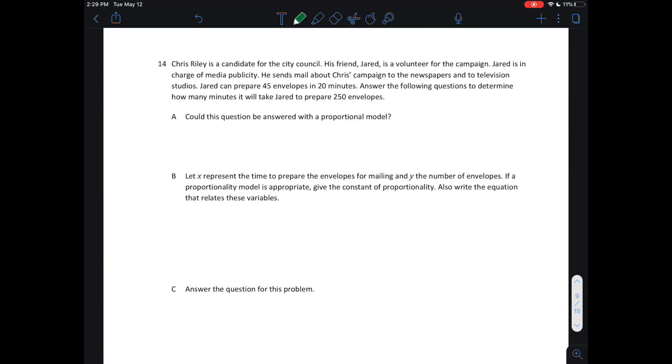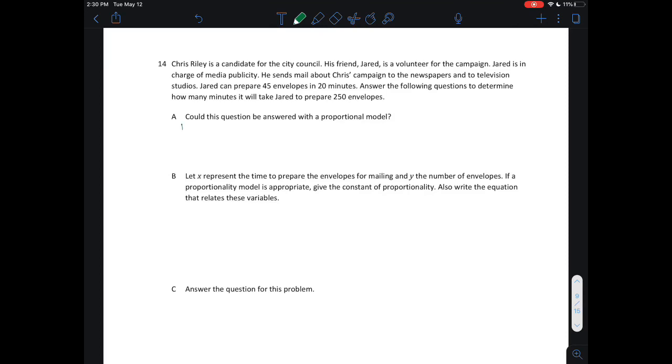And now finally, our last example, number 14. Chris Riley is a candidate for the city council. His friend Jared is a volunteer for the campaign. Jared is in charge of media publicity. He sends mail about Chris's campaign to the newspapers and to television studios. Jared can prepare 45 envelopes in 20 minutes. Answer the following questions to determine how many minutes it will take Jared to prepare 250 envelopes. Part A. Could this question be answered with a proportional model?